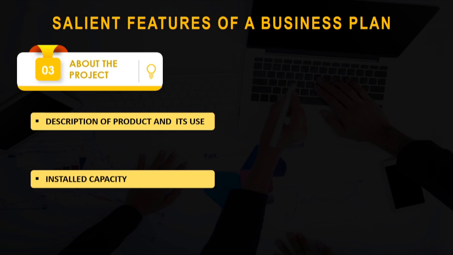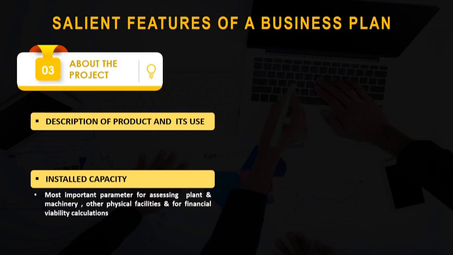Then what is the installed capacity? In fact, it is the most important parameter for assessing the plant and machinery, because depending upon the capacity which you have installed, your space, your machinery, your plant, everything will be decided according to that only. So, that is why we say that it is the most important parameter for assessing the plant and machinery, other physical facilities, and for financial viability calculations.